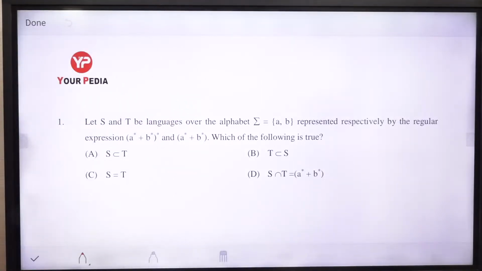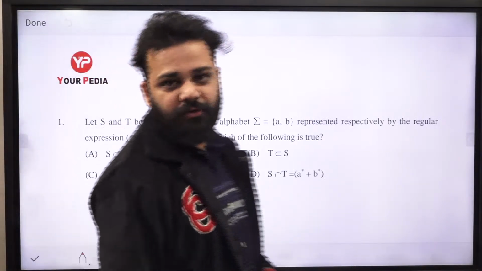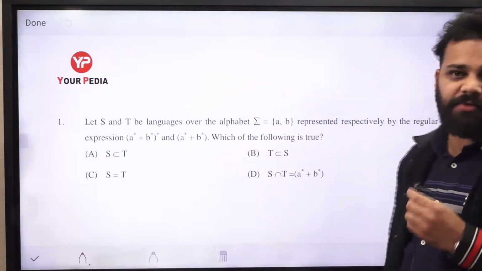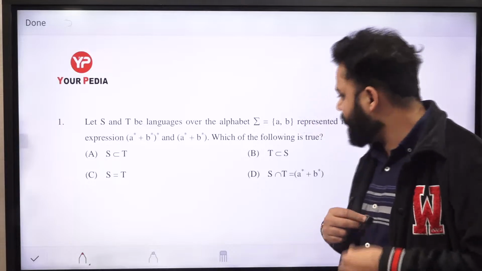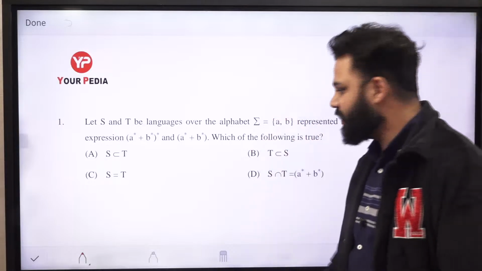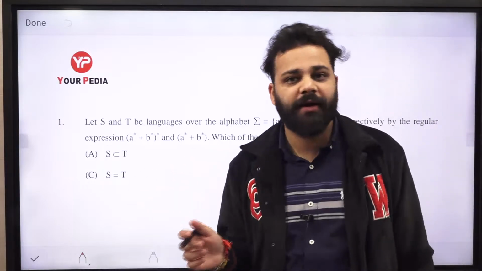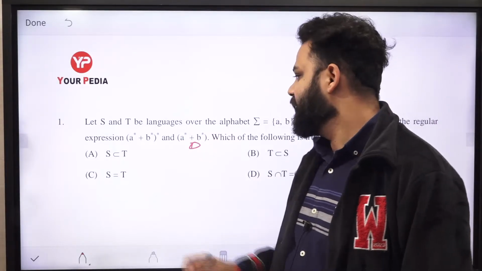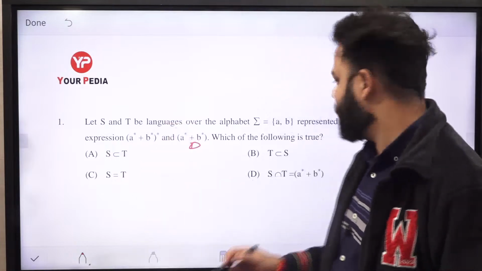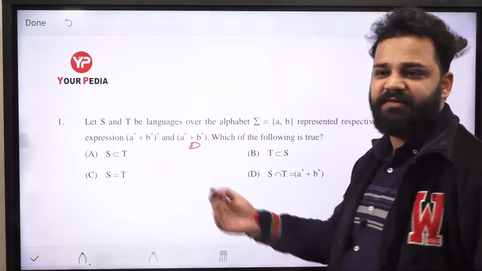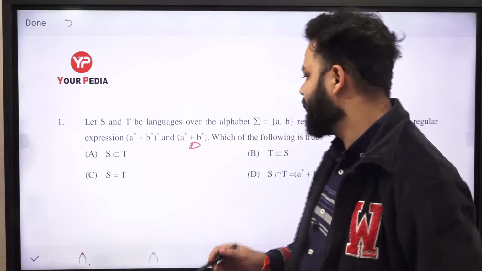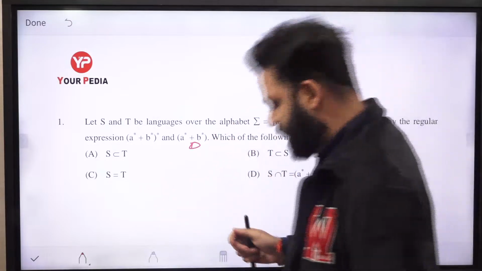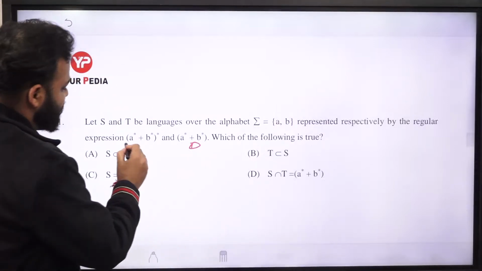The problem is: let S and T be two languages over some alphabets A and B, represented respectively by regular expressions. Two regular expressions have been given to you, and the question asks what is the relation between them. If a language has at least one string extra, that set will be the bigger set. If S has at least one string extra, S will be the bigger set. If both are equal, we say equal, and if there is no relation, then we cannot say anything. So let's see this first.